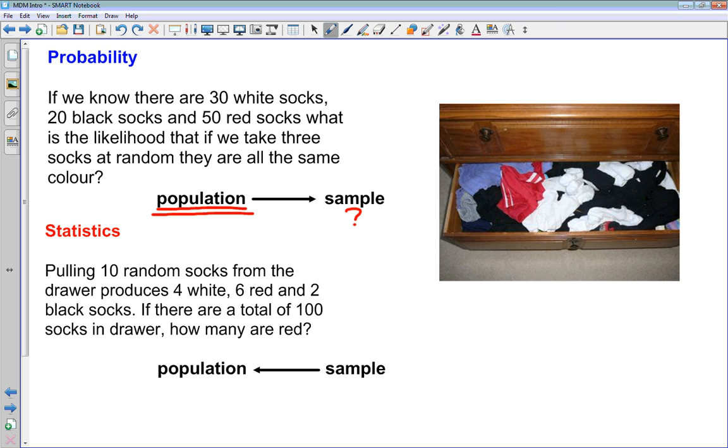Now, if we were to ask a statistics question, it might be something like this. We pull 10 random socks from the drawer. We get 4 white ones, 6 red ones, and 2 black ones. If there are a total of 100 socks in the drawer, how many are red? In this case, we have taken a sample of 10 socks out, and this is what we know. This is the data that we have collected. And we are trying to work backwards to figure out what this tells us about the population, or all of the socks that are in our drawer.